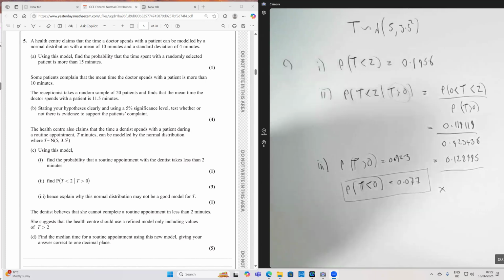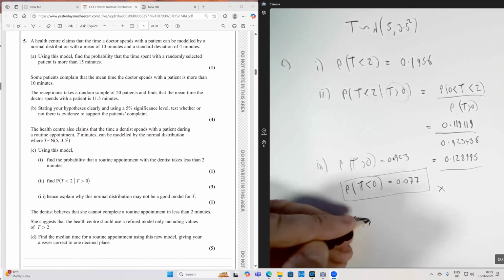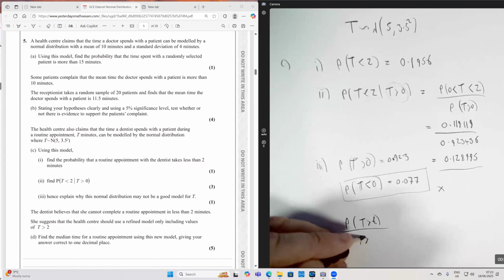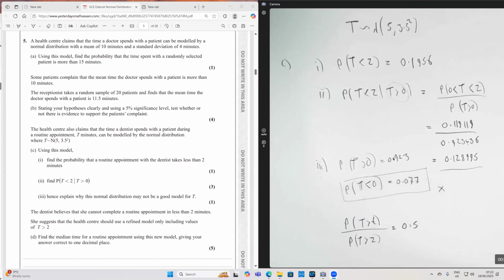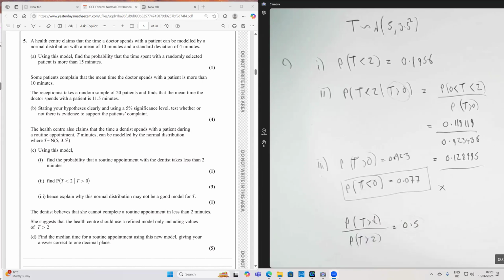So what we require here is the probability, find the median time. We don't know what it is. So we want to find the probability that the time is greater than some value, which we've yet to find, given that the probability is greater than 2, and that has to equal 0.5. We need to find the value of the time, such that the probability of that time, given that it's got to be greater than or equal to 2, is equal to 0.5, because that's where our median is going to be.